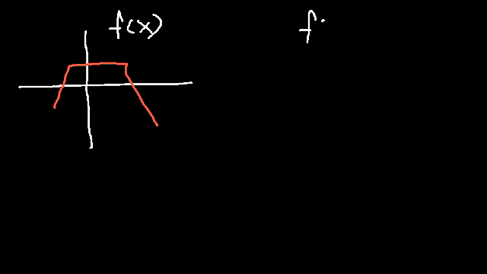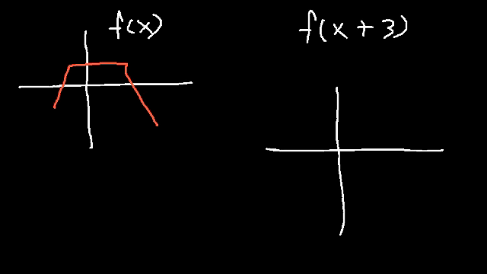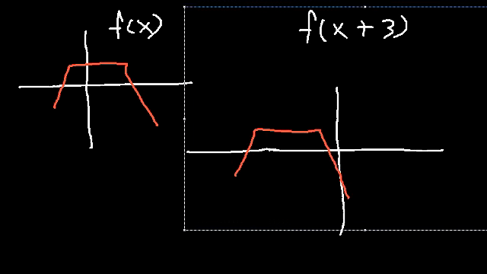Now what about f of x plus 3? What effect will that have on a graph? So in this case, it's going to shift left 3 units. So it's going to be somewhere over here. Okay, that looks a little bit bigger, so let me try that again. There we go. So it's a horizontal shift, left 3 units.